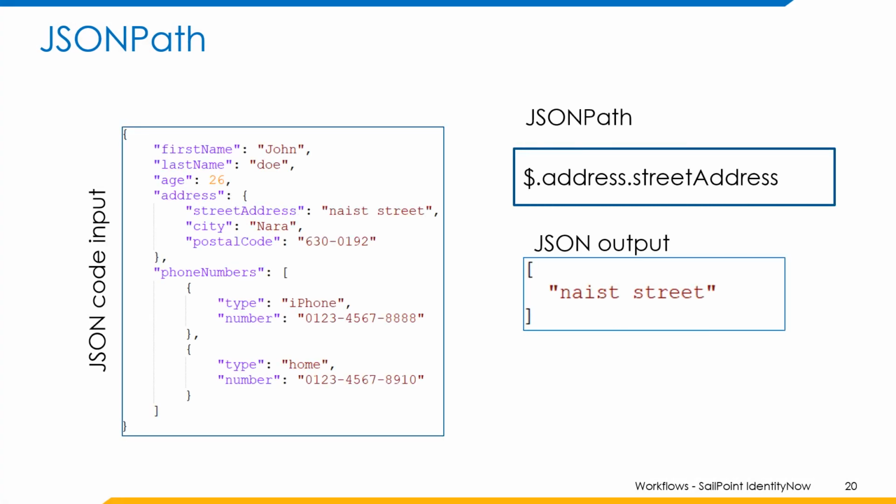This is an example of a JSON path and its result. In this snippet, we have details of an identity like first name, last name, street address, phone numbers, but I only want to pass the street address to the next step. So for that, the JSON path should be $.address.streetAddress.